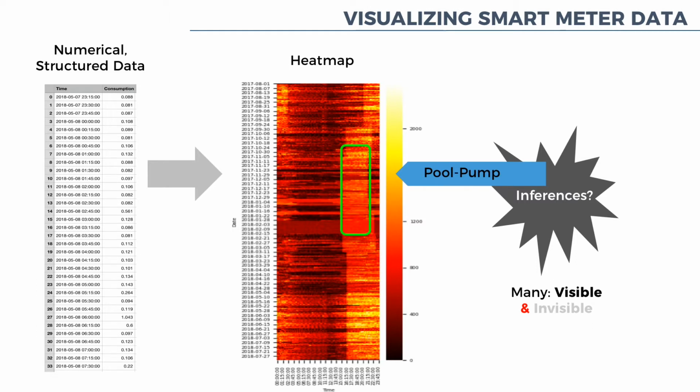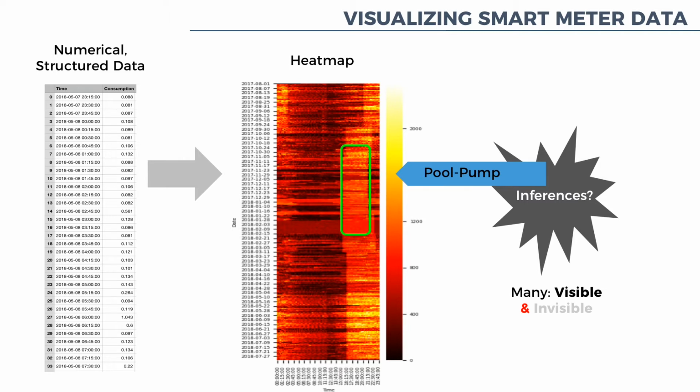It means something is running daily at the same time, starting at the same time and ending at the same time. So it's a timer-based device. And the typical timer-based device, as we know, for whoever has a pool at their house, is a pool pump. So this is typically how a pool pump looks.